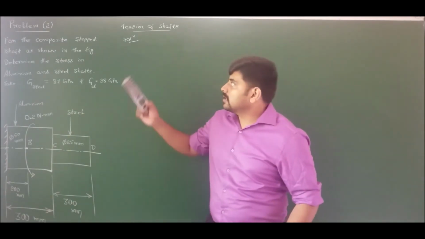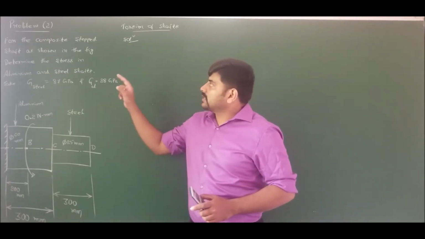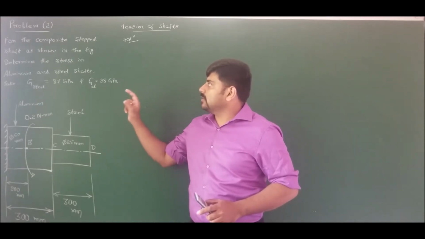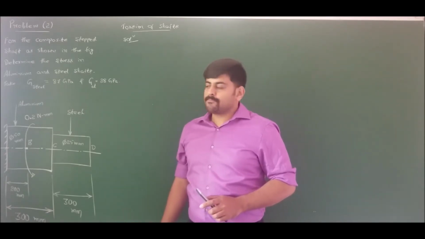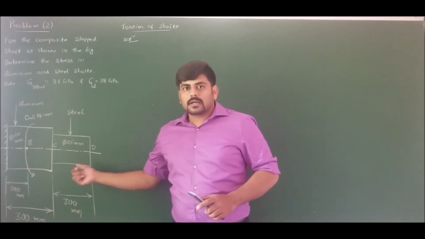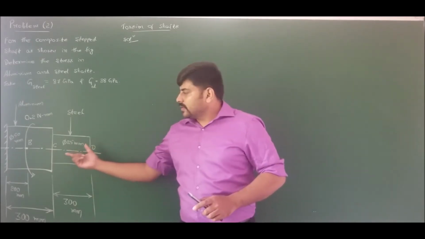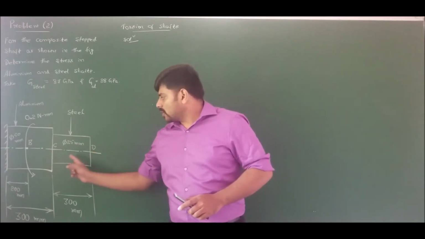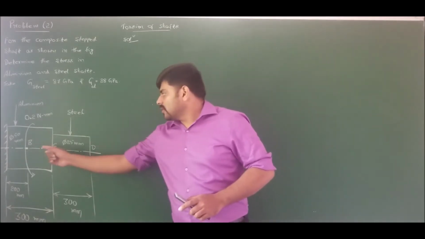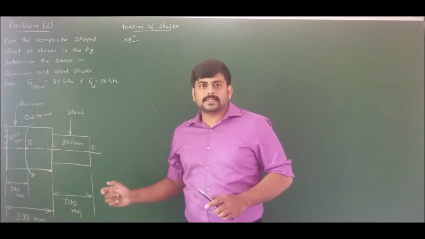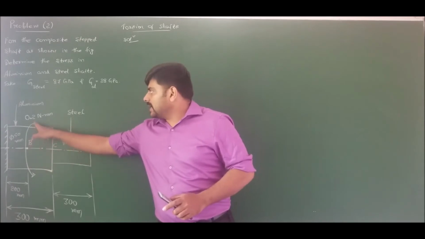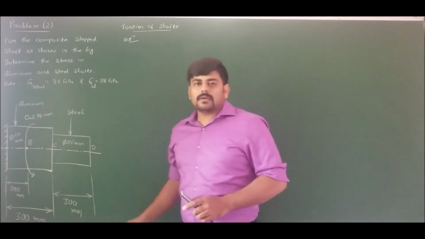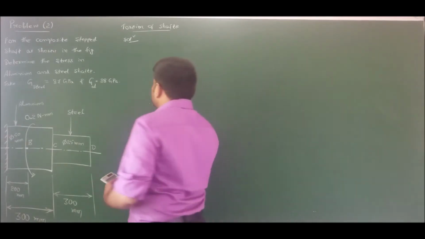Our problem number 2 states that for the composite stepped shaft as shown in the figure, determine the stress in aluminium and steel shafts. So this is the given composite stepped shaft. If you clearly observe the given figure, I can model this problem with 4 nodes. If I use 4 nodes, I will get 3 elements. Node number 2 has an external torque of 0.2 newton millimeter applied. Let us solve this problem, moving on to our step 1, that is the finite element model.